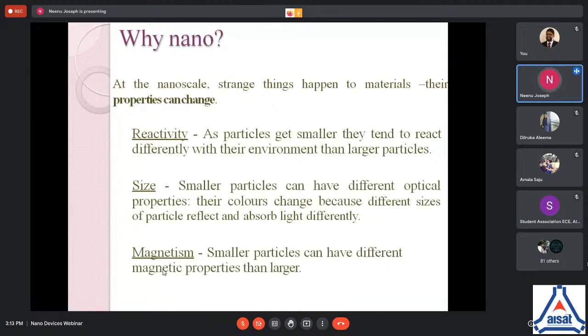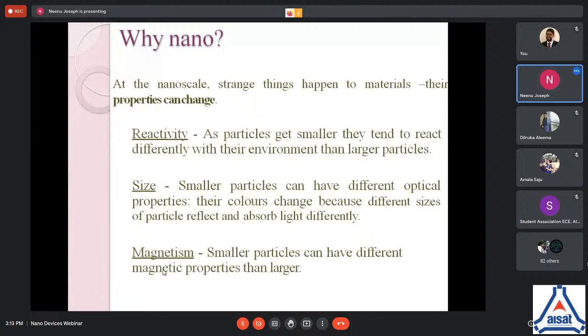Why nano? The properties are different at the nanoscale. Strange things happen to materials, and properties can change. Here are the properties: reactivity, size and magnetism. As particles get smaller, they tend to react differently with their environment than larger particles.